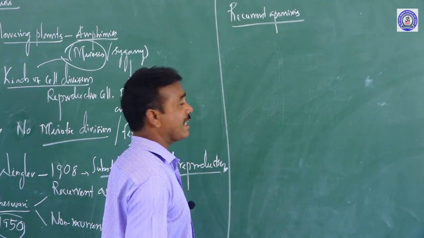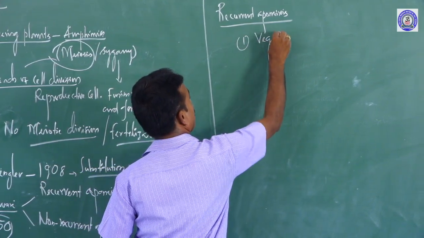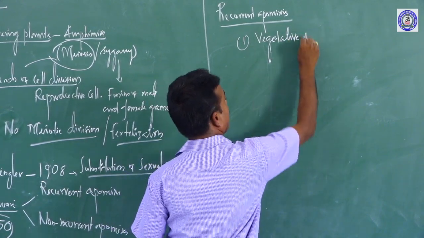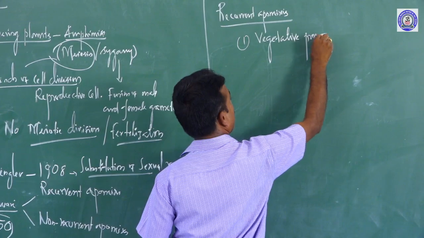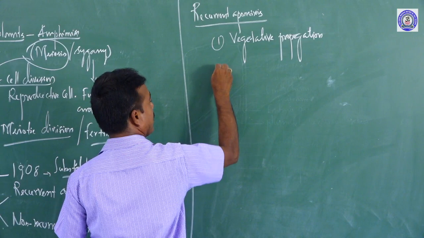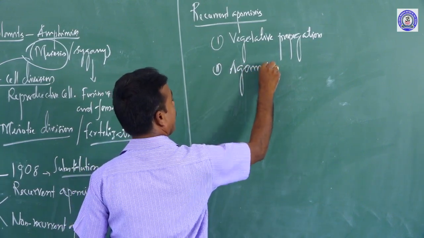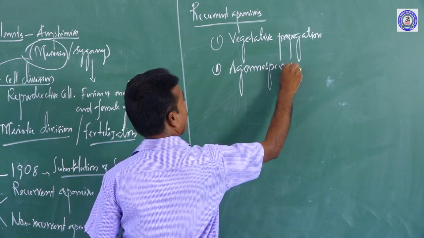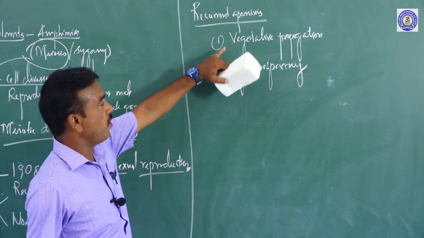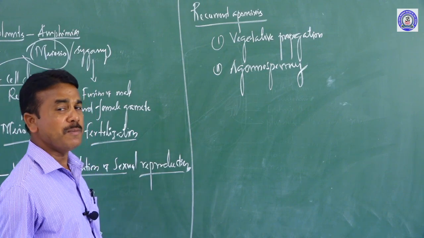Recurrent apomixis involves vegetative propagation as well as agamospermy. Recurrent apomixis involves vegetative propagation as well as agamospermy.